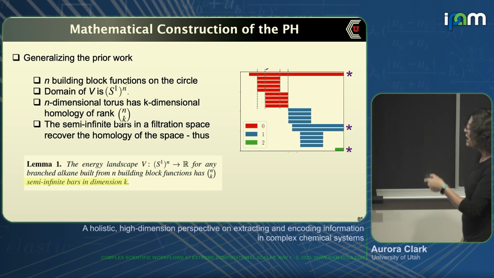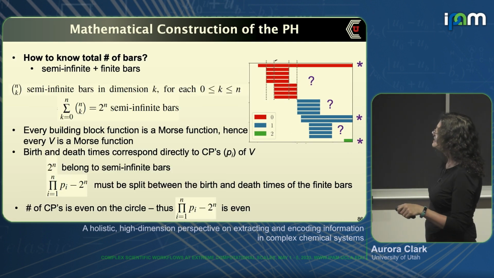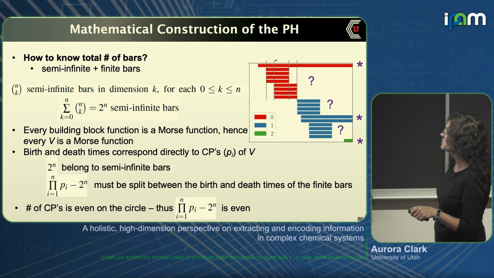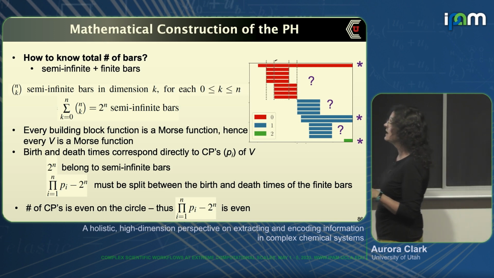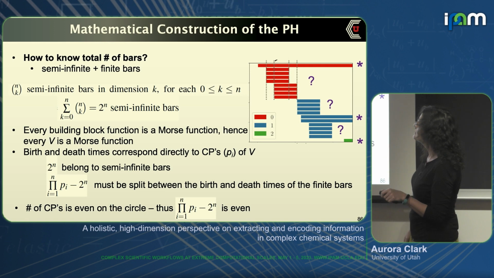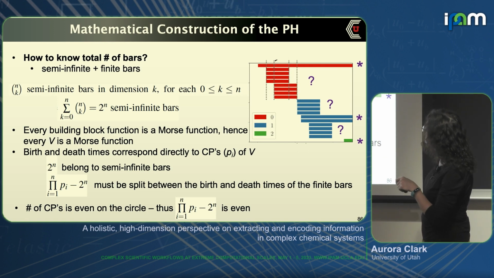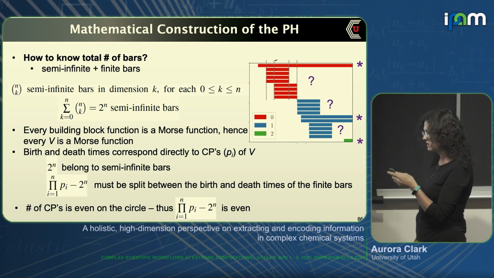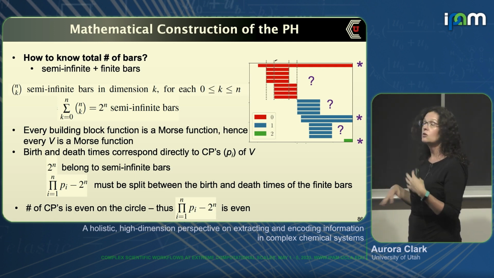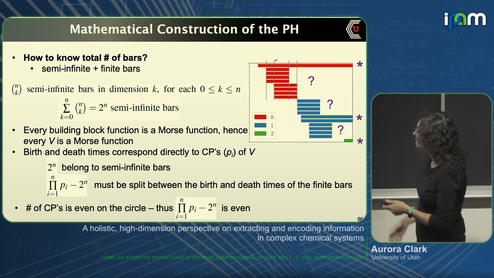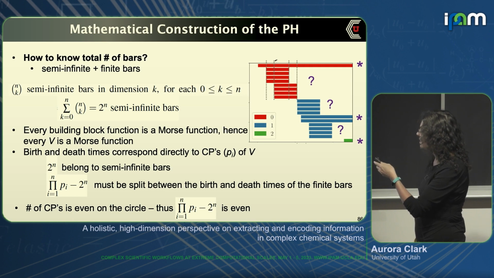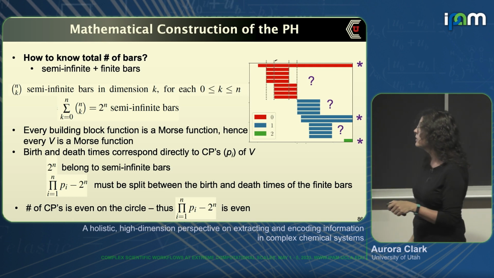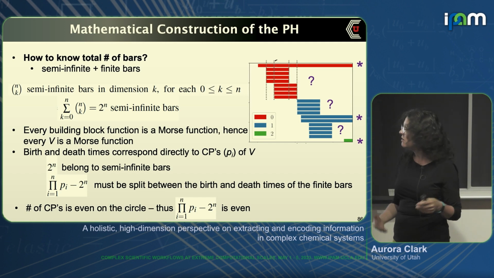Okay, good. And so then we can say, well, what about the total number of bars? The total number of bars is the number of finite bars, which I just showed you, plus the number of semi-infinite bars, which are these guys. And so I know, basically, because of the torus, the circle that I have associated with all my building block functions, I can basically enumerate the number of semi-infinite bars that I have.